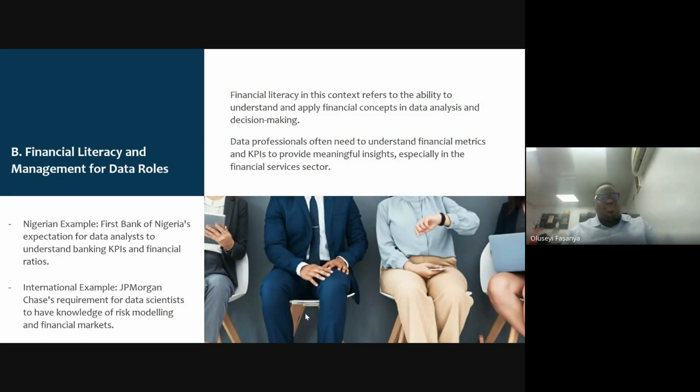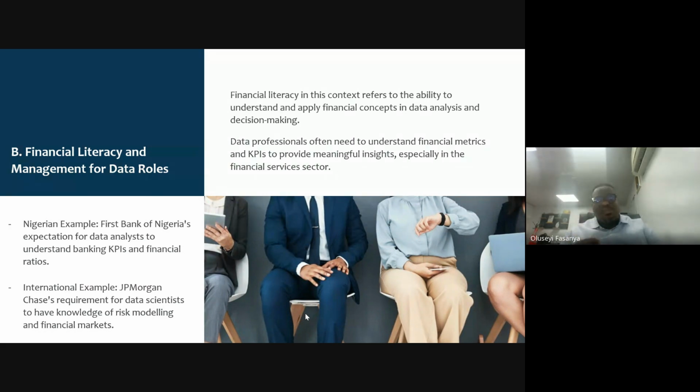Financial literacy and management for data roles is also quite important. Within the financial field, financial literacy in this context refers to the ability to understand and apply financial concepts in data analysis and decision making. Let me just speak to this, and I say this even to my reports and the HR practitioners that I mentor: the ability to understand finance is very important.